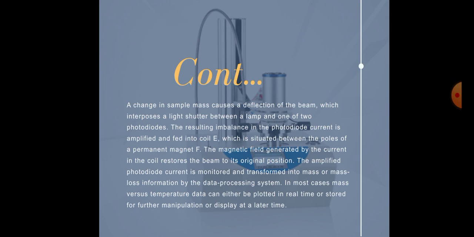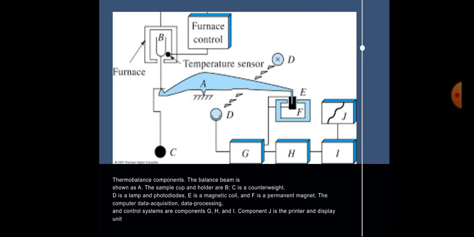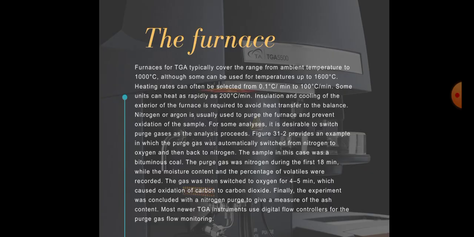In most cases, mass versus temperature data can either be plotted in real time or stored for further manipulation or display at a later time. Here is a block diagram of furnace. Thermobalance components. The balance beam is shown as A. The sample cup and holder are B, C is a counterweight. D is lamp and photodiodes. E is magnetic coil, and F is a permanent magnet. The computer data acquisition, data processing, and control system are components G, H, and I. Component J is a printer and display unit.